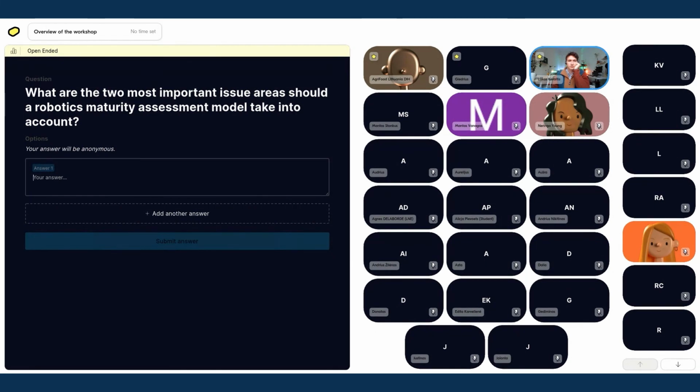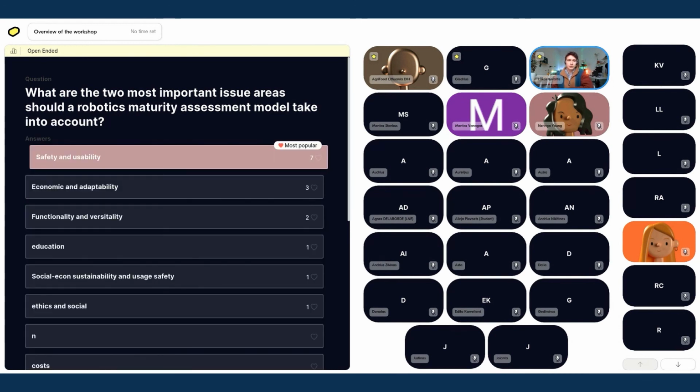Okay, let's vote for the answers. I'm giving you some more time, it's okay. Let's end the poll since we have quite many answers. Safety and usability is the most popular answer, safety and usability as an issue area. Also economic and adaptability, and functionality and versatility, which is close to safety and usability.